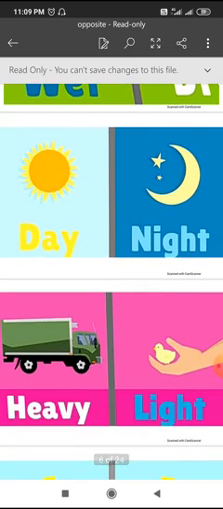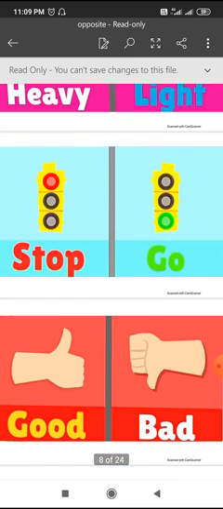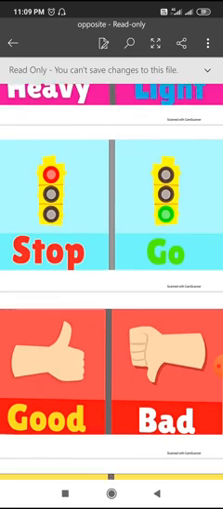Day and night. They contradict each other. Contradict and opposite mean the same. Heavy, light. Heavy means heavy in weight and light means light in weight. Stop and the opposite of stop is go and go is the opposite of stop.